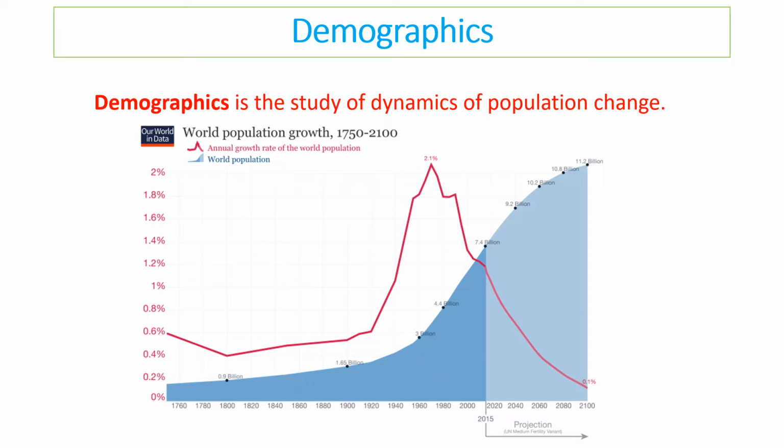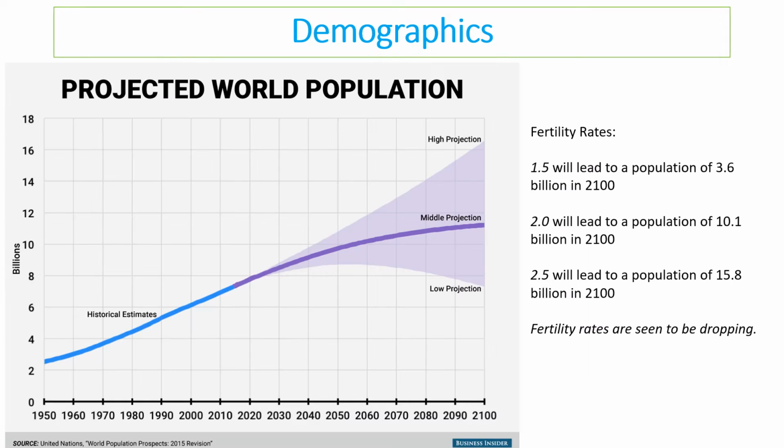We looked at demographics and we looked at population, studies of dynamics of population change. And we said population across the world is going up, but the rate at which it's going up is actually slowing down. And obviously that could link to stuff like limited resources. So we looked at two theories about that. But we also said it links to something called fertility rates.